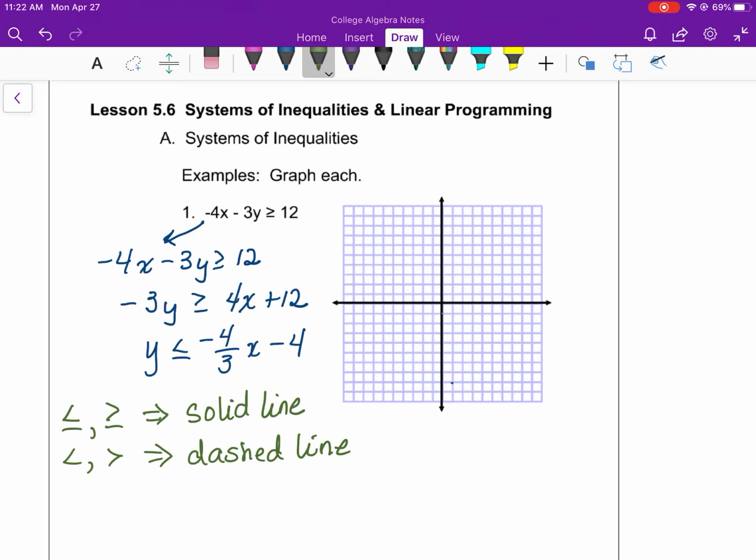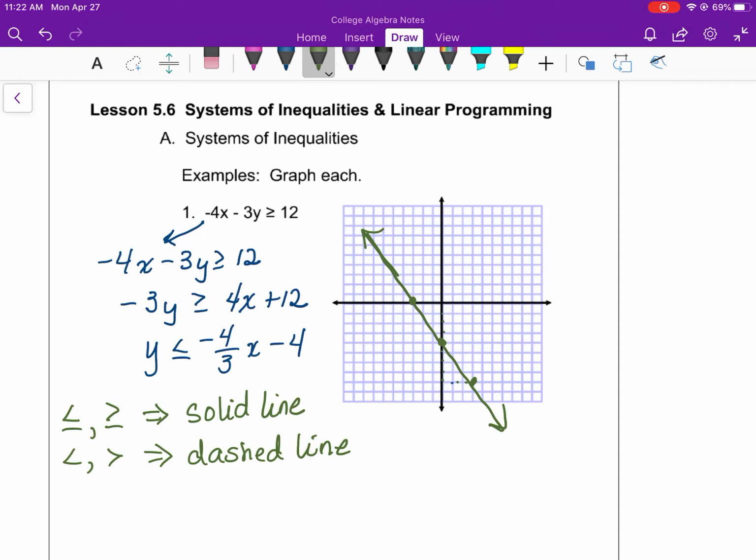Y-intercept is -4. And then our slope's -4/3. 1, 2, 3, 4. 1, 2, 3. And we'll have a line going through there. I don't have a good line tool with this program, so bear with me here. Okay, there's my line.